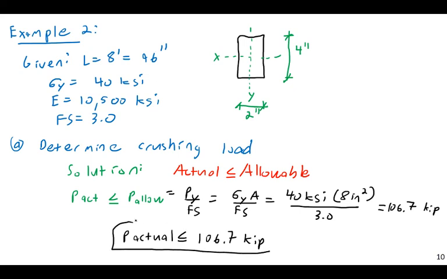I don't care how I brace this thing. I don't care what kind of support conditions I use. If I have a column, and I don't even care how long it is, this is the most I will ever get out of this cross section. I don't care how long it is, how it's braced, or how it's supported. This is the crushing load. It is the ultimate limit. You can never get more than this.